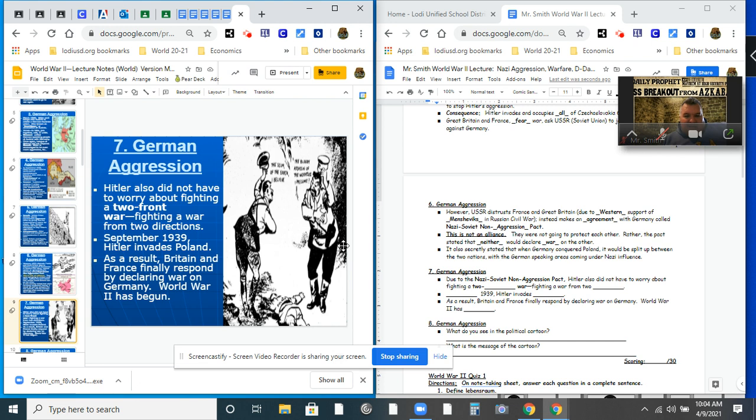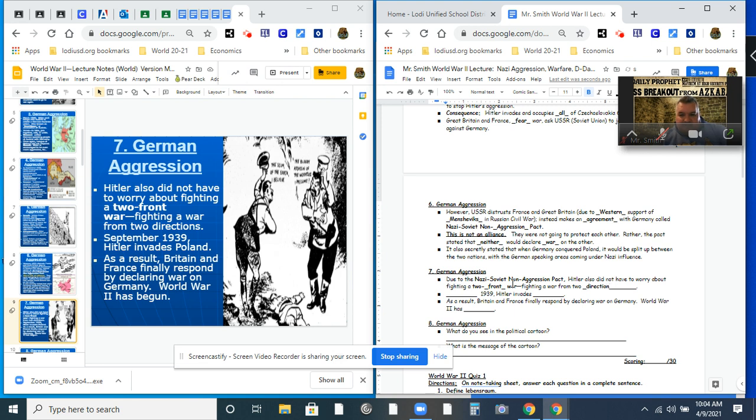Due to this pact, Hitler didn't have to worry about fighting a two-front war. Remember that whole Schlieffen Plan from World War One? Nazis didn't need a Schlieffen Plan in World War II because they had the Nazi-Soviet non-aggression pact.